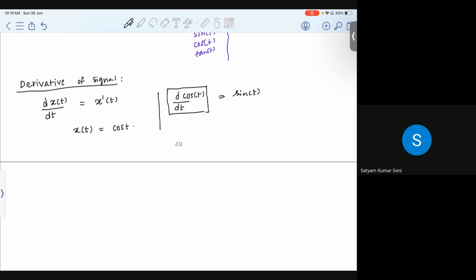This is a basic elementary derivative that you may have learned in your plus one, plus two courses, right? Is this sin t or minus sin t? I'm confused. Hello?